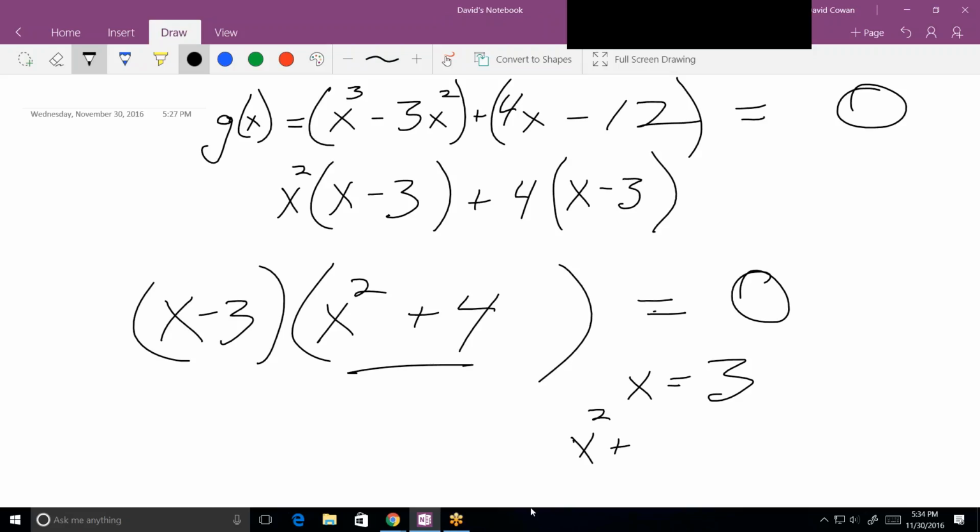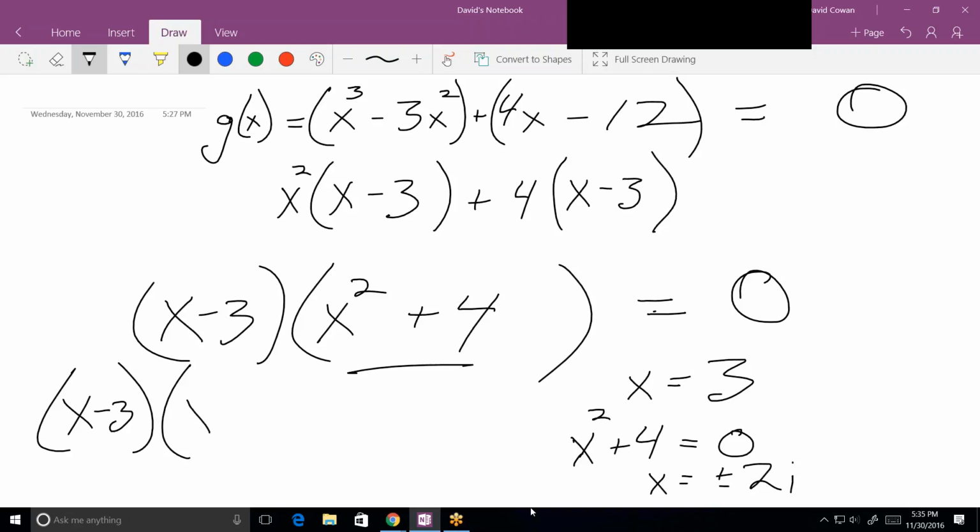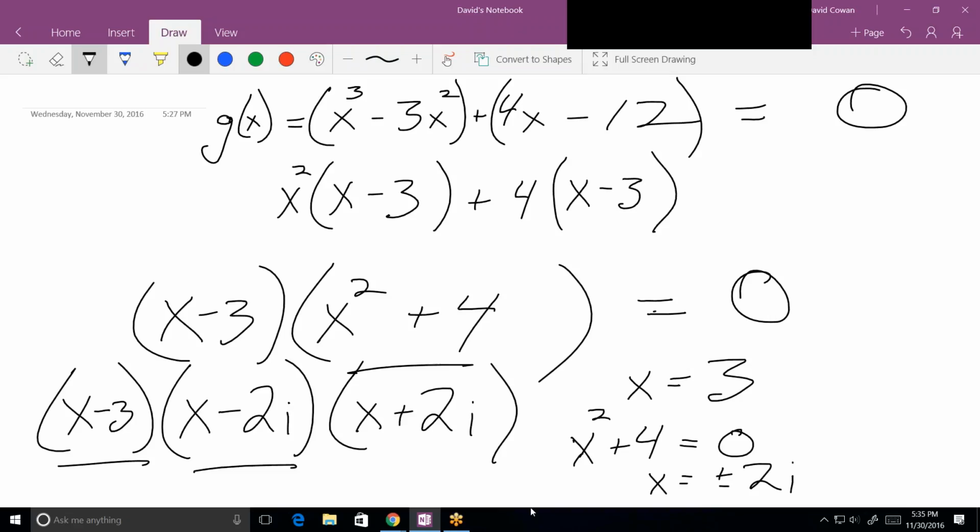Well, unfortunately, x squared plus 4 can never be equal to 0. It's a quadratic that has imaginary solutions only. The imaginary solutions are plus or minus 2i. You see how I get x equals plus or minus 2i? So if I really wanted to chop it all the way down to factors, I got x minus 3, x minus 2i, and x plus 2i. If I take those three things, multiply them together, I will get the original cubic.